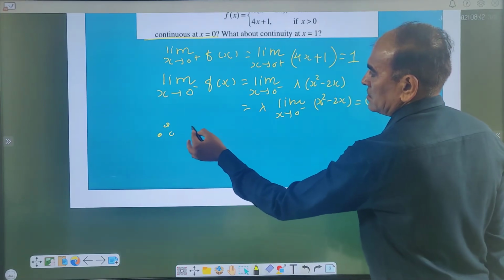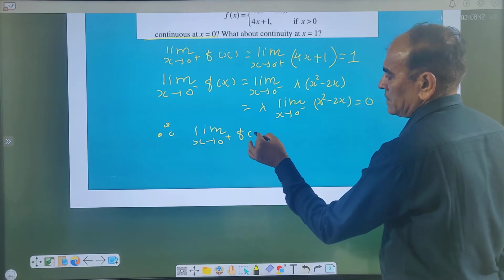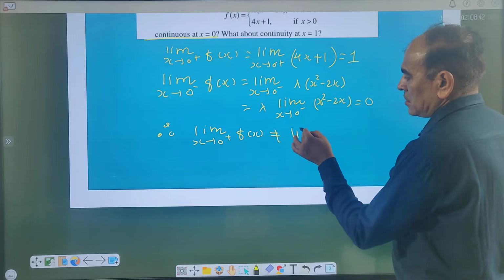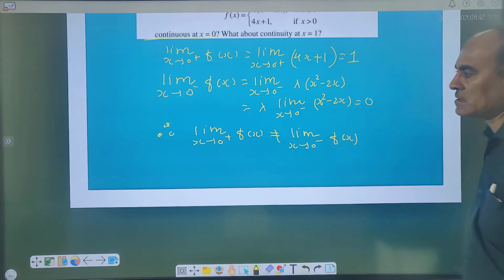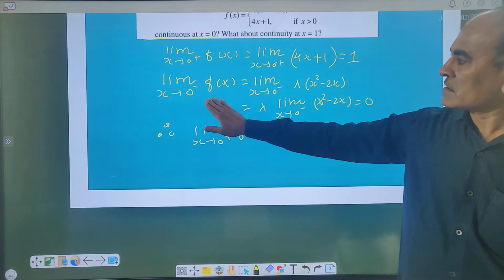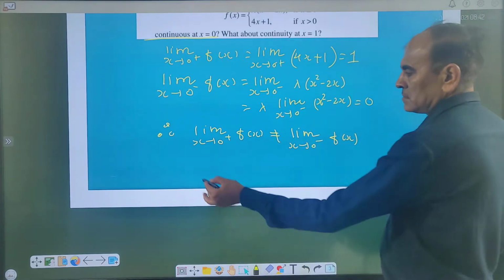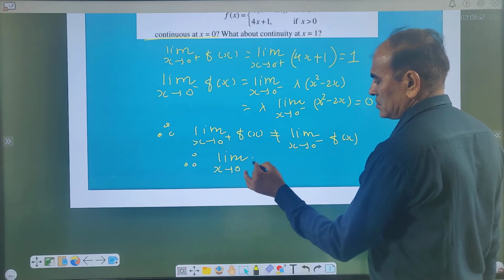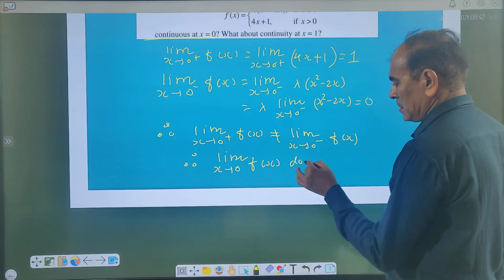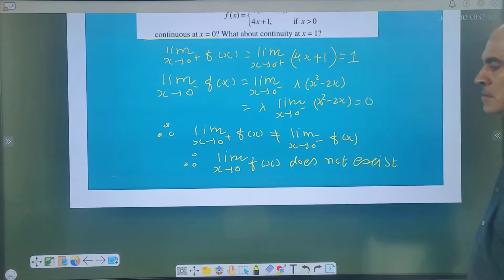And therefore, what we see, limit x tends to 0 plus f of x is not equal to limit x tends to 0 minus f of x. Right hand limit exists, left hand limit exists, but they are not equal. So limit does not exist. And therefore, limit x tends to 0 f of x does not exist. So function is not continuous.